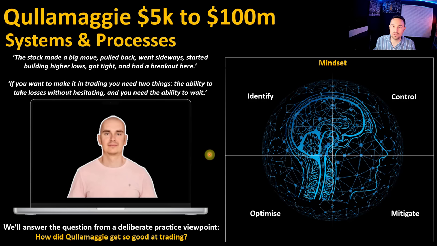There are plenty of Qullamaggie videos out there on YouTube and the like, but this is a summary of the systems and processes and thinking about his strategy from five key parts. How does he identify trades? How does he initially control the risk? How does he mitigate risk on the trades? How does he optimize the profits? And then also have a deep dive into his mindset and also think about things from a deliberate practice standpoint.